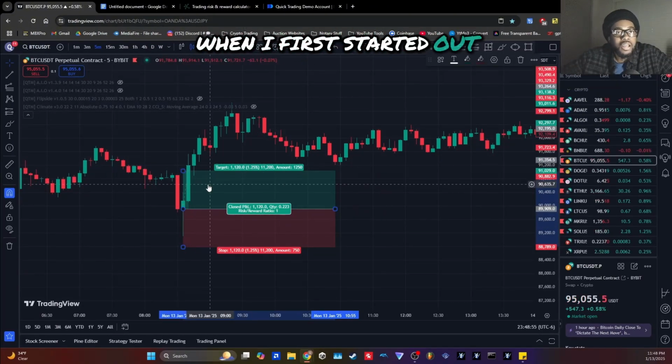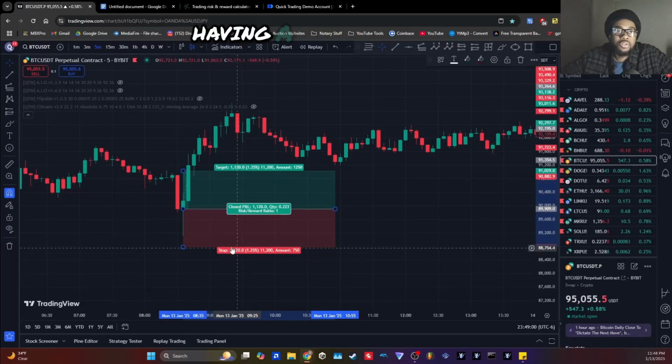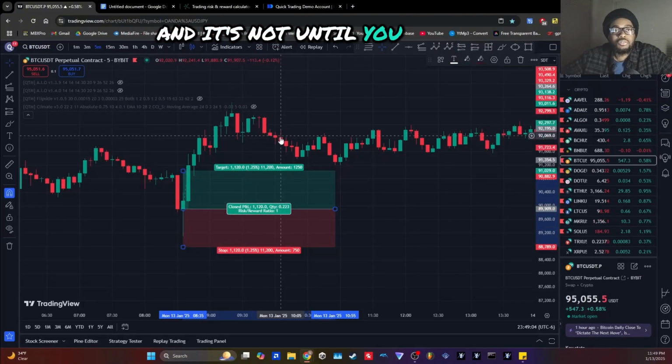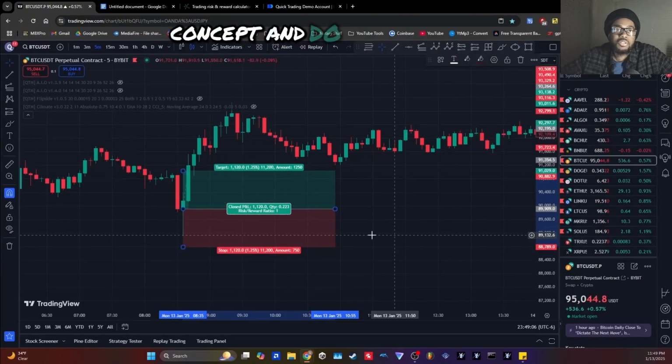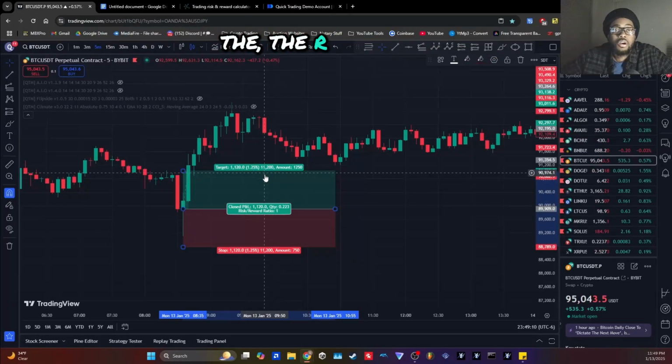When I first started out, and when a lot of traders first start out, they end up having a ratio like this without even realizing it. And it's not until you actually realize the concept and do the math and figure out how important the R&R ratio is.